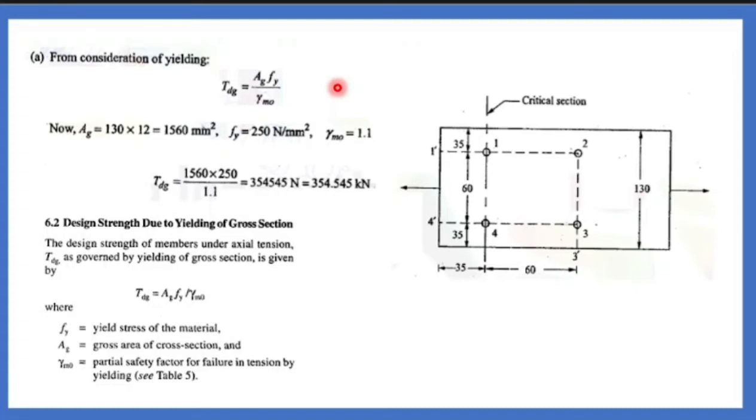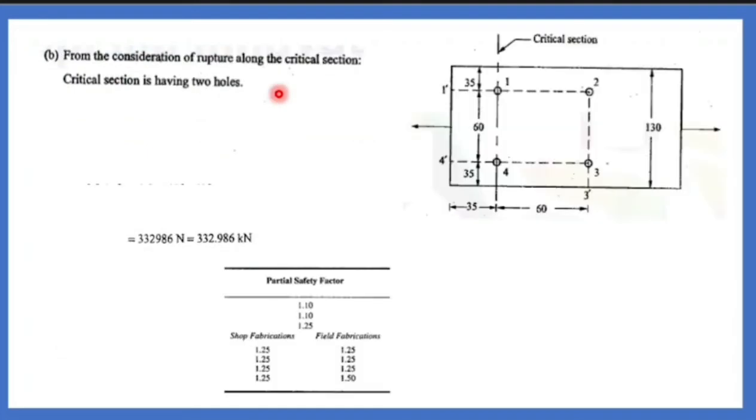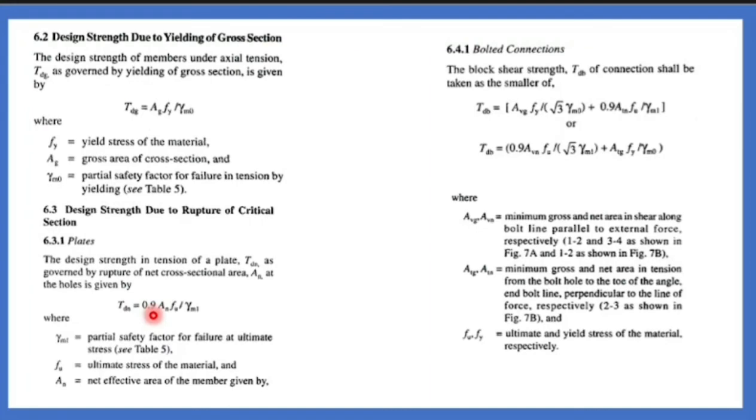354.545 Newton. That is 354 kilonewton. Fy is yield strength or yield stress. What is Fu? Ultimate strength. When you are substituting here, note what is Fy and do not confuse it with that. Rupture strength: here you have the formula 0.9 An Fu divided by gamma M1.